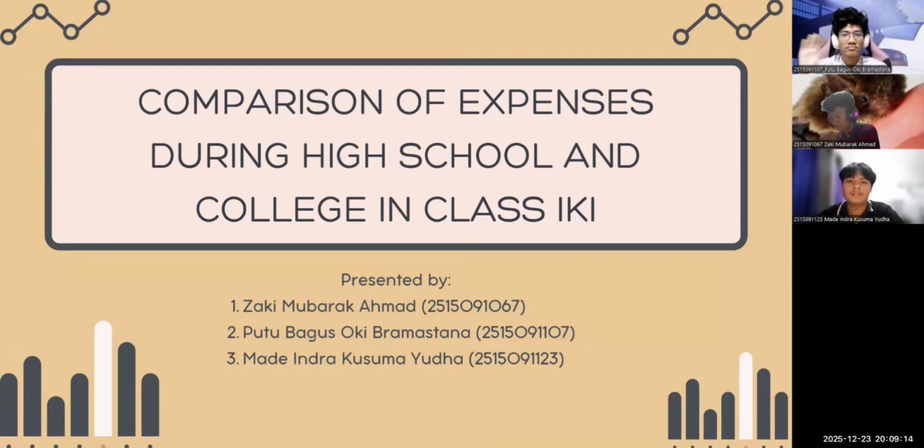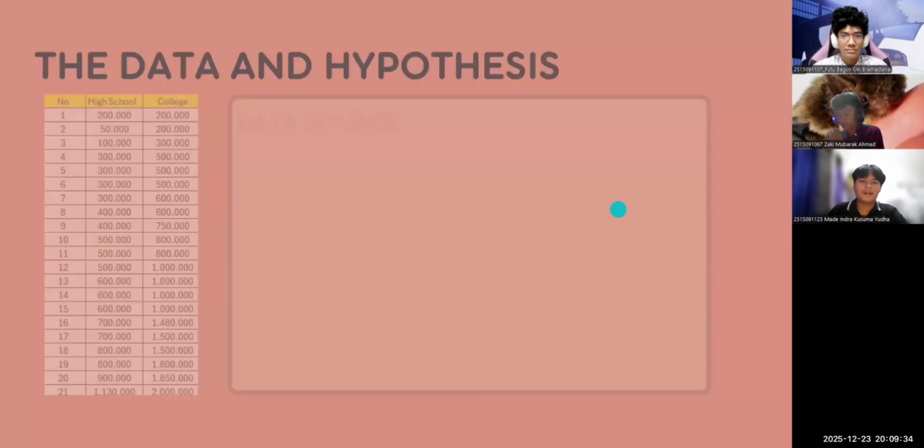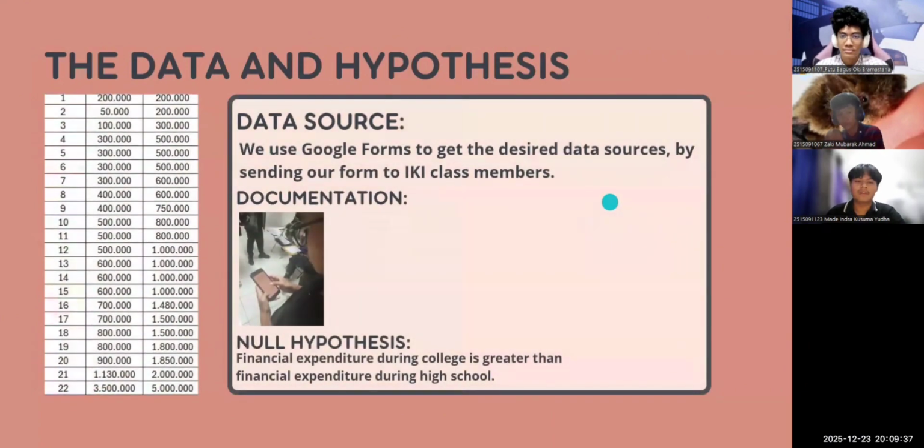So, today we're going to tell you what we experienced in our last project, which is a project from statistics and probability. We're using a comparison of expenses during high school and college in class IKI, which is our class. It's pretty simple. So, how do we get the data source? We use the simple way, which is Google Forms to get the desired data, sending out the form to IKI class members. So here's one of our classmates filling in the Google Form.